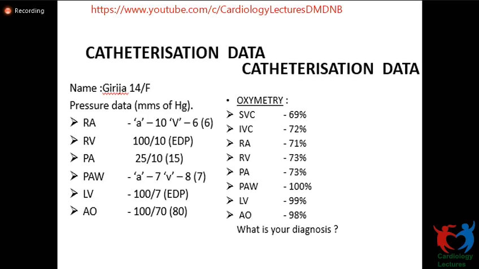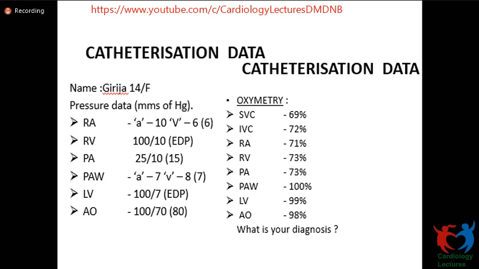Do you think that it is tetralogy of Fallot? No, sir. It's because there is no decrease in the saturation in the LV. So it is less likely there is VSD. No, not less likely. There is no VSD. Yes, there is no VSD, sir. So it's most likely isolated pulmonary stenosis. Very good. It is pulmonary valvular, so isolated pulmonary valvular stenosis.